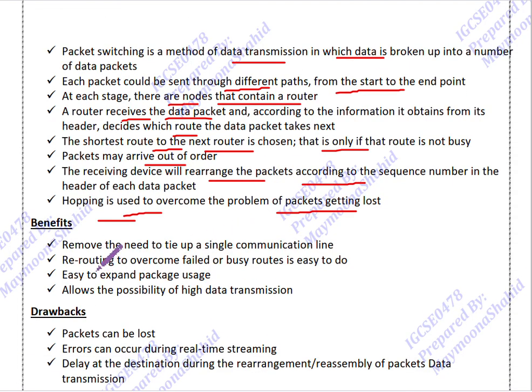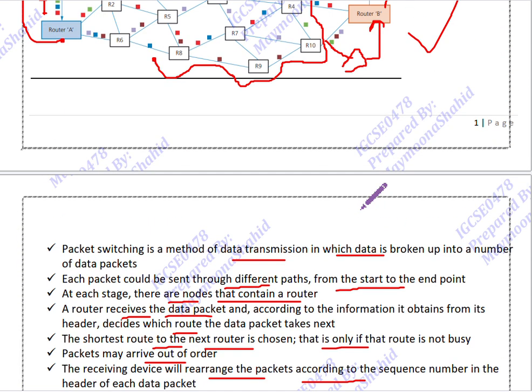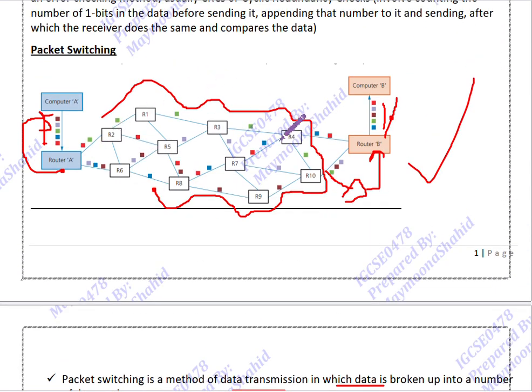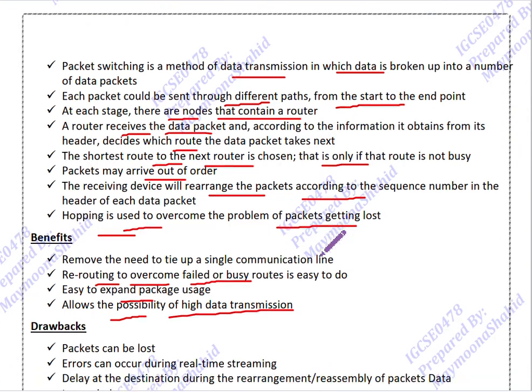The second one is rerouting, which is used to overcome a route that fails or is busy. It is very easy to expand, and it allows a possibility of high data transmission. As you can see, it is using many paths. There are high chances of fast data transmission. So it basically allows a high data transmission rate.